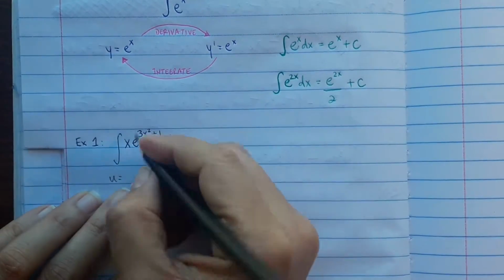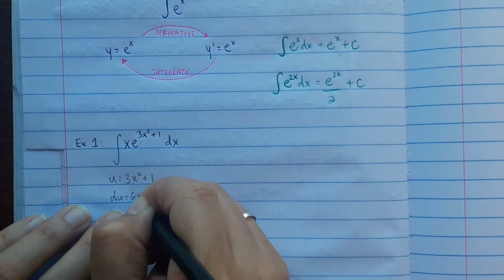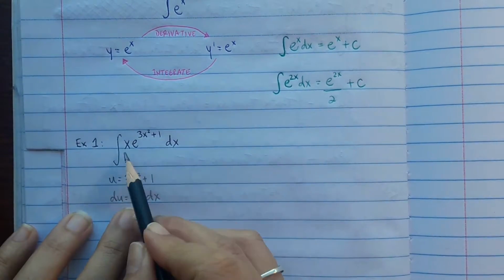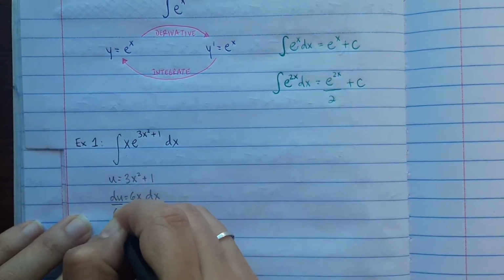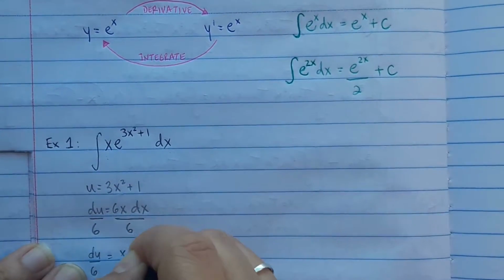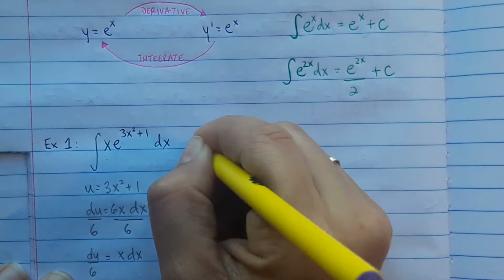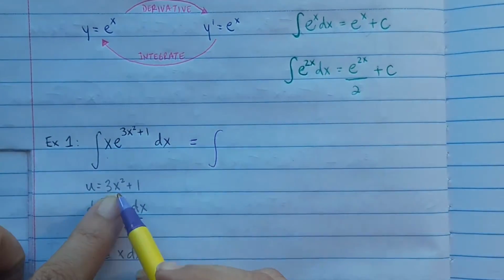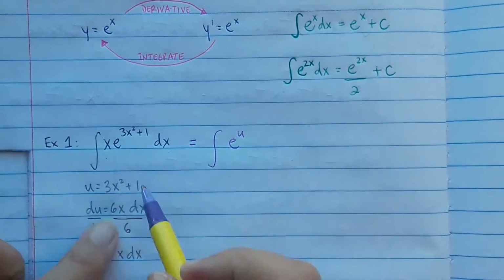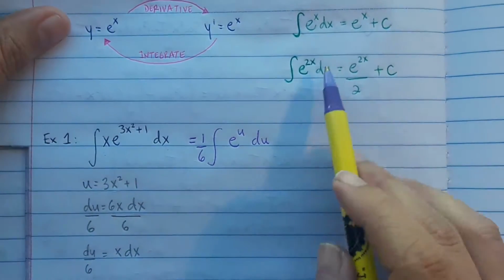Just like before, you let u equal the exponent, so 3x squared plus 1. Take the derivative of that, that's 6x dx. I don't have 6x dx, I have x dx, so I just divide by 6 on both sides. That will give me du over 6 is x dx, which I can now substitute by using my u substitution. So the integral of e to the u, and then dx is going to be replaced by du over 6, so 1/6 on the outside.